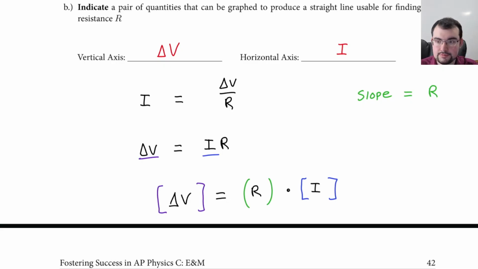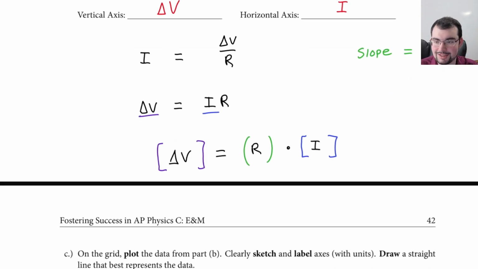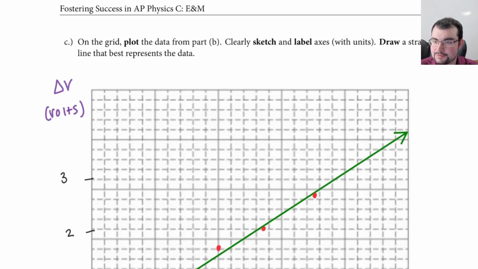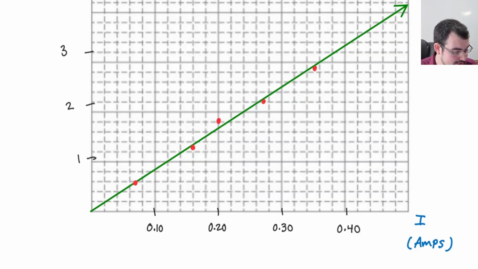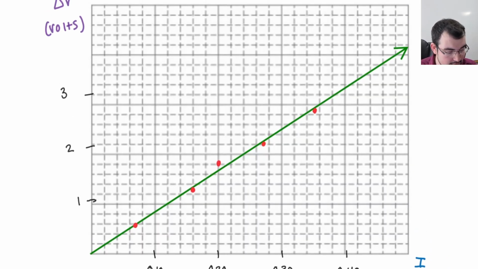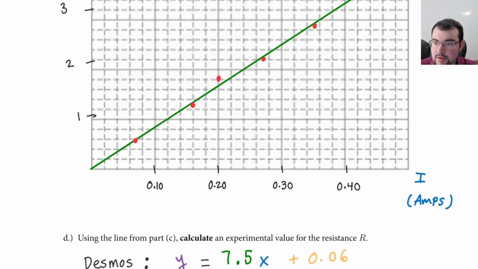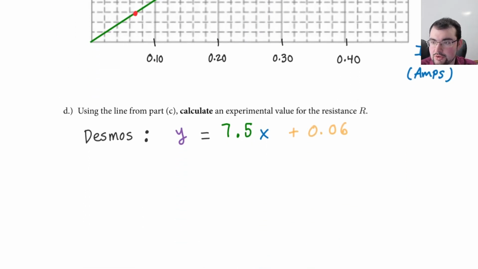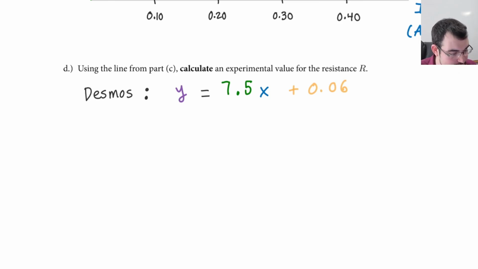As per usual, insert my typical line of mining off camera. We graphed our delta V in volts. We graphed our current in amps, linear scale. Best fit line, half above, half below. Then we do it in Desmos, and Desmos gives us our regression equation.